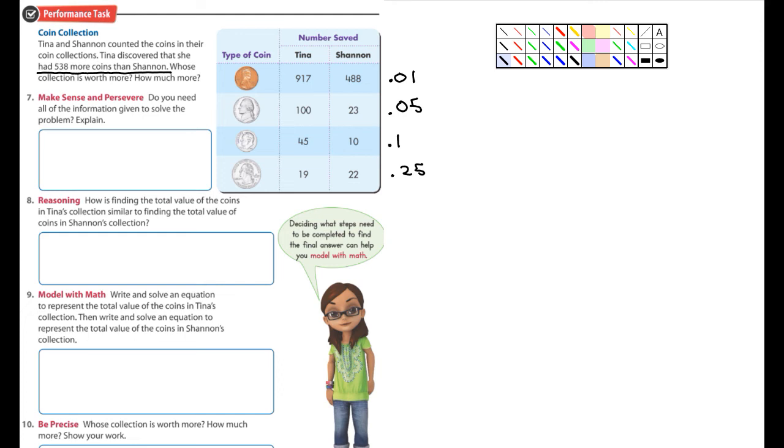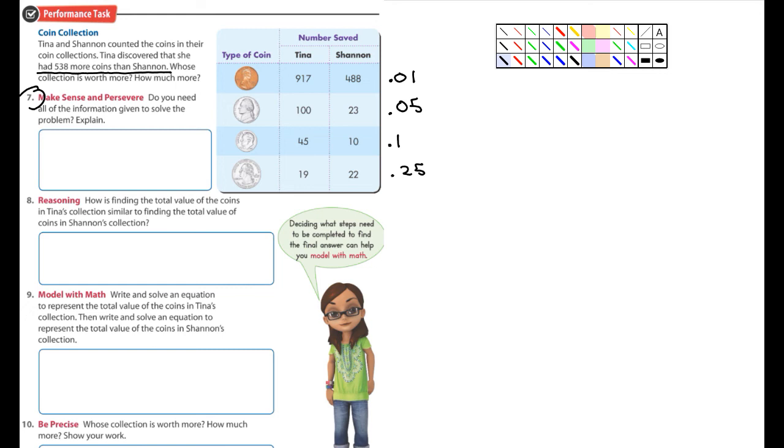So what matters is how many of each type of coins they have. So Tina has 19 quarters, and Shannon has 22. Yet Tina has 45 dimes, and Shannon only has 10. So for number 7 here, like I said, the 538 more coins that Tina has than Shannon, that's irrelevant. What's important is the type of coins. Okay. All right. So you can answer number 7 in your own words there.